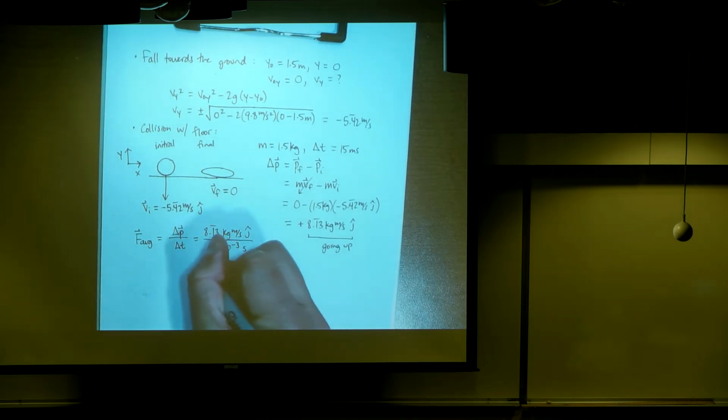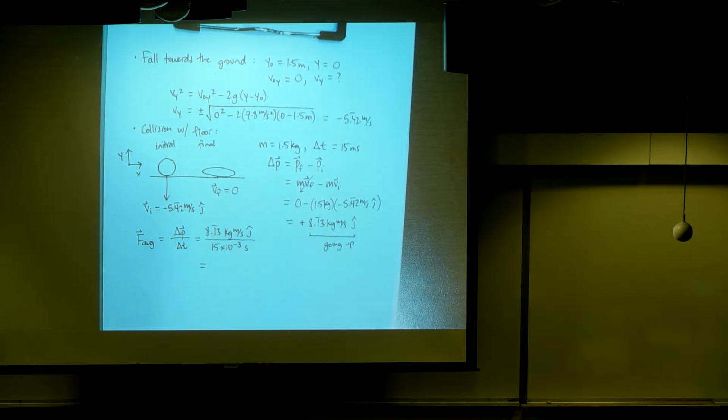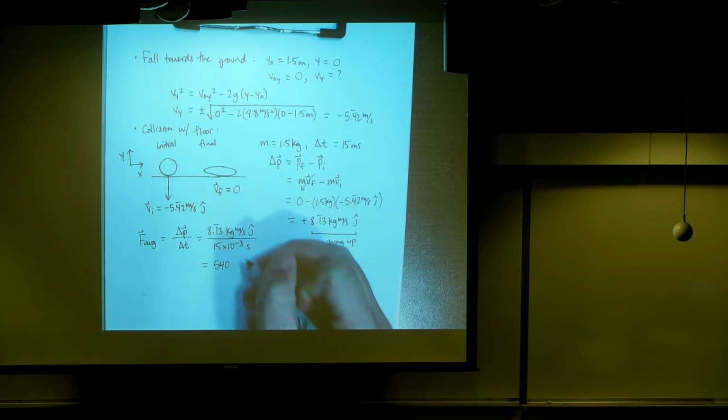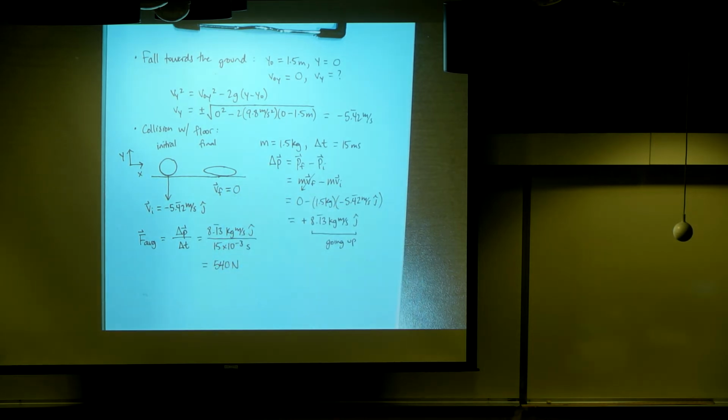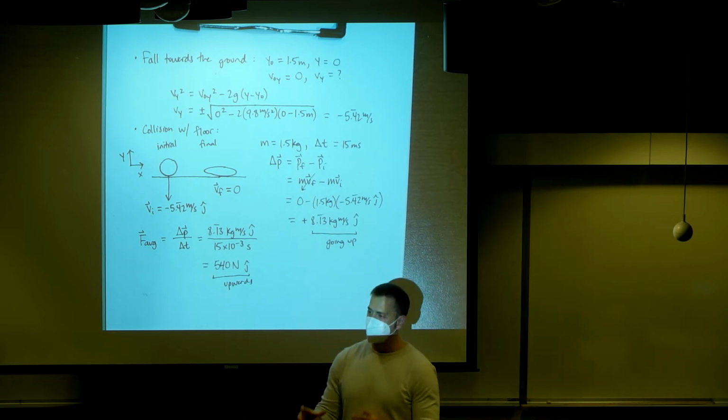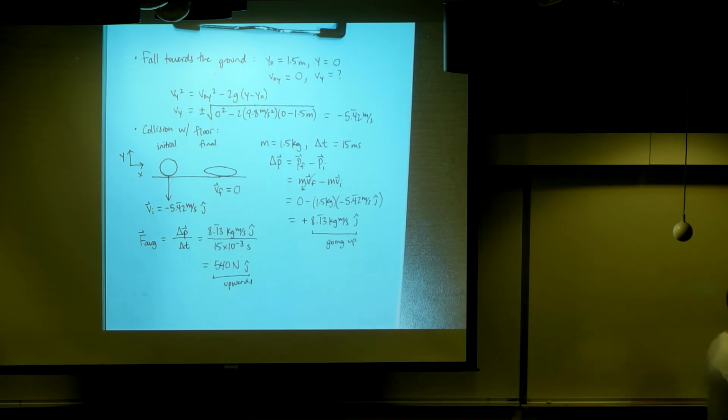Can someone tell me what that works out to? 535. Yeah, so I'm going to round that to 540 with the two sig figs, and then the units are newtons. We've seen that before. J hat. So again, this is going up. I mentioned before that your delta P and your average force go in the same direction. It should make sense that the force is upward, right? If something's moving down, we need an upward force to stop it. All right? Any questions on this?